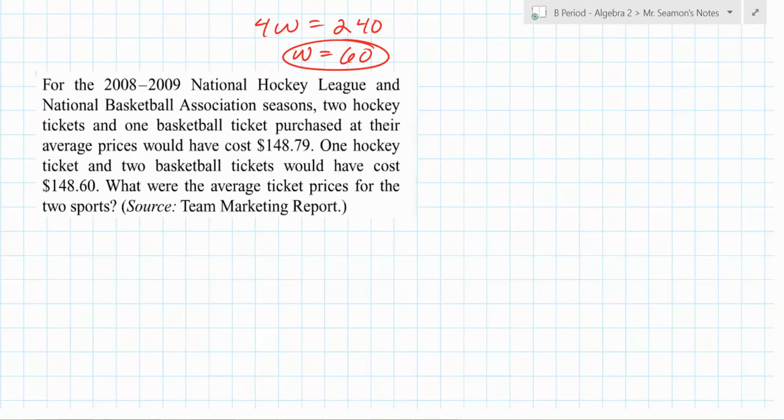For the 2008 to 2009 NHL and NBA seasons, 2 hockey tickets and 1 basketball ticket at average prices would have cost $148. 1 hockey ticket and 2 basketball tickets would have cost $148.60. What were the average prices for the 2 sports?